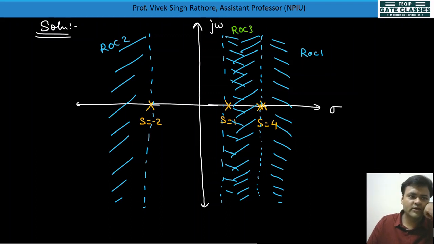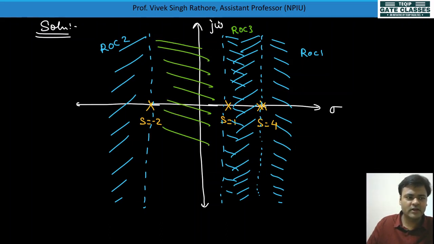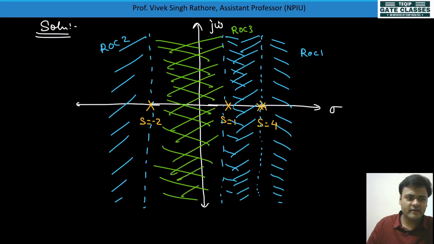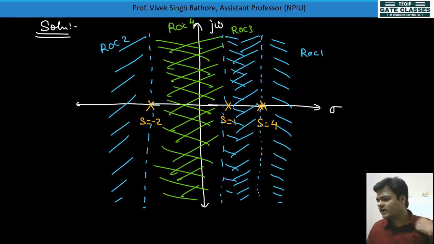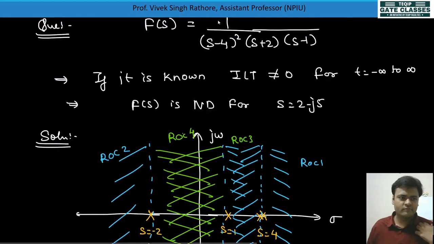Now one more condition is there: for s equal to minus 2 the ROC is right hand sided, and for s equal to 1 the signal is left hand sided, and then s equal to 4 will be right hand sided. So this will be ROC4. So four types of ROC can be formed from this type of expression.